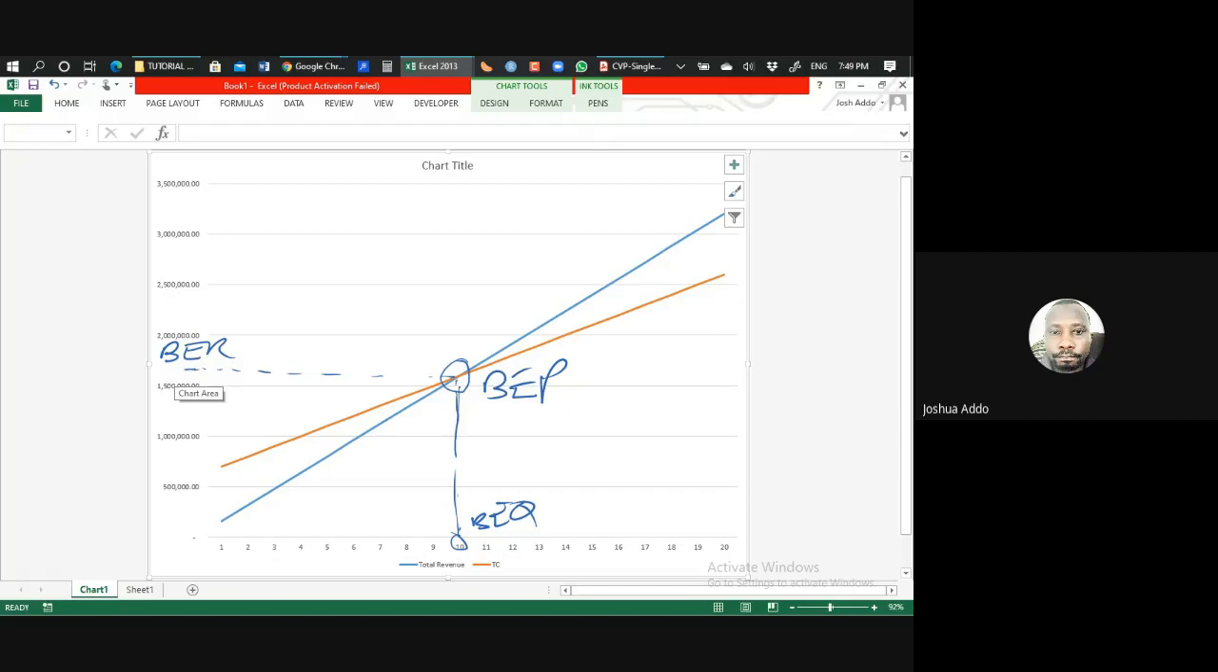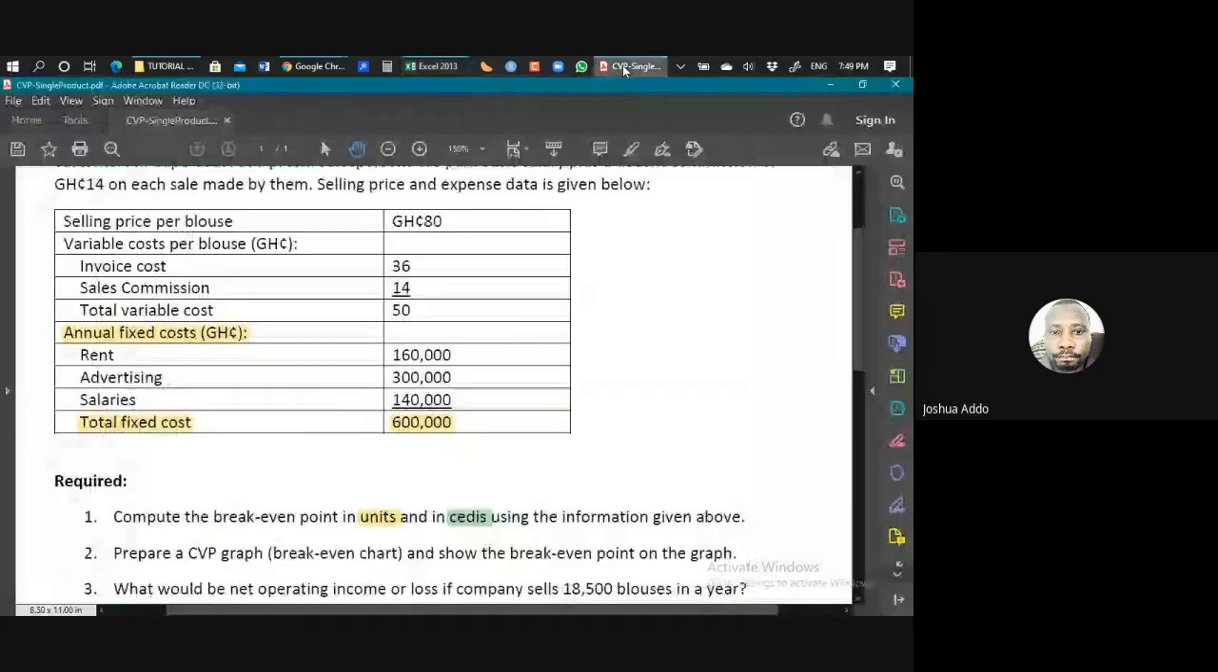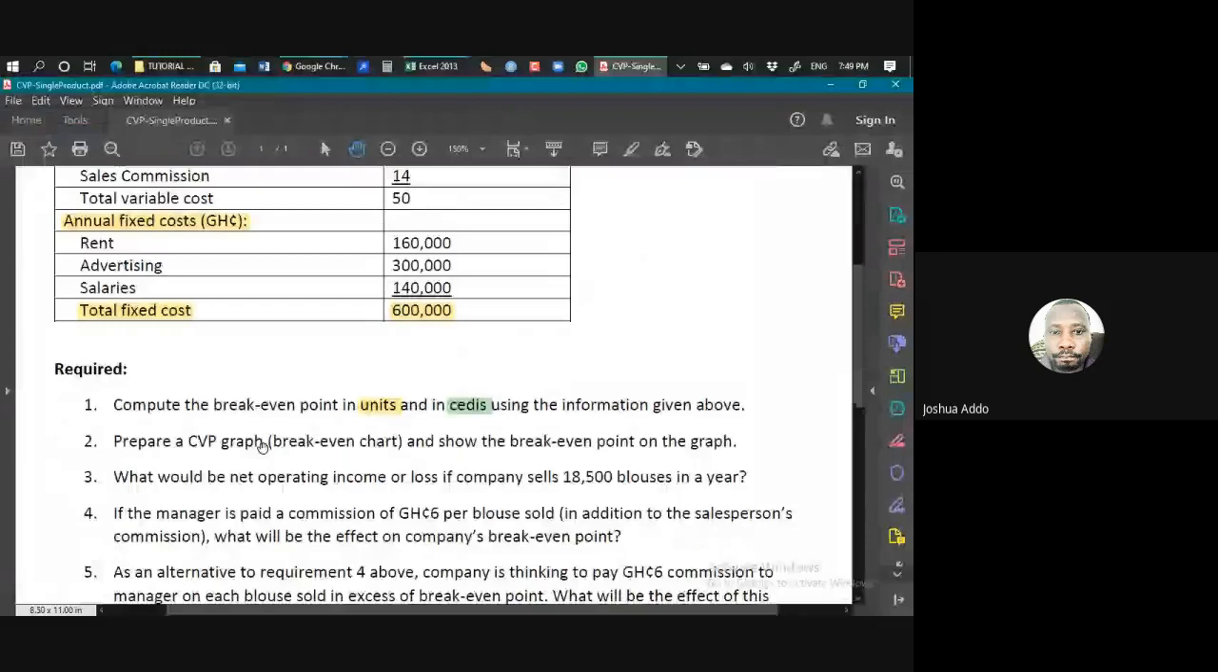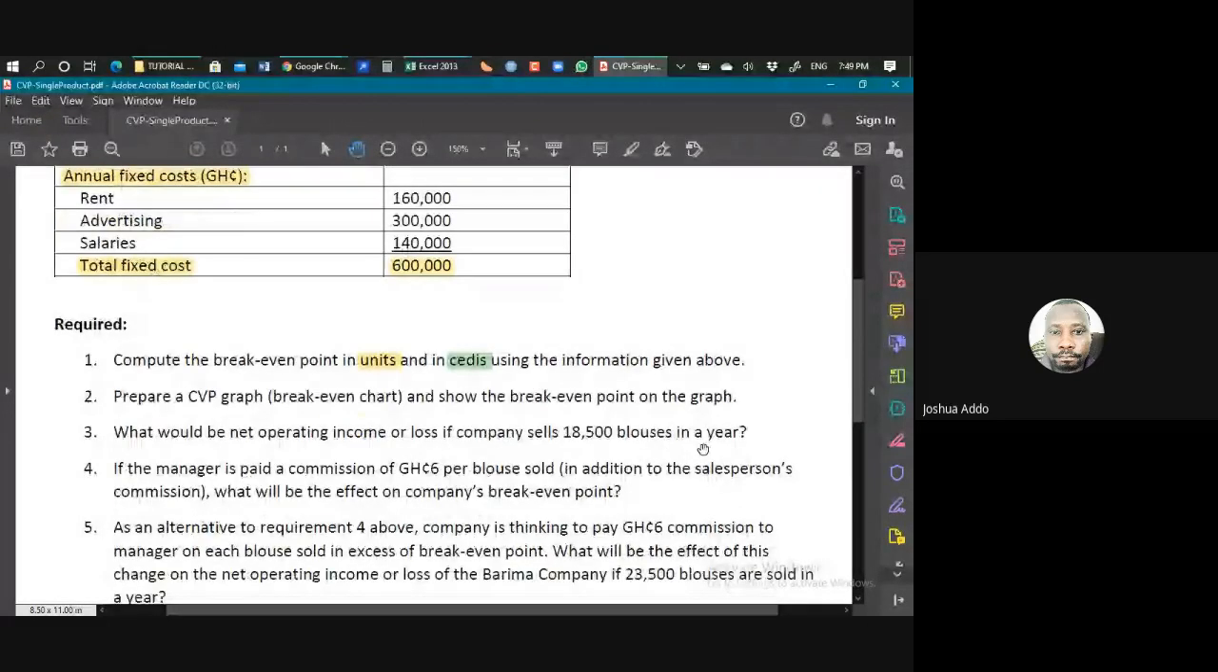Okay, go over it. You should be okay, because a question can come where you have a chart and you're supposed to interpret the chart. The question can ask: What is the break-even revenue? What is the break-even quantity? What is the break-even point? And so on and so forth. Okay, so that's about it. Question 2 says prepare a CVP graph and show the break-even point on the graph. That's what we have done. So I think that's okay.